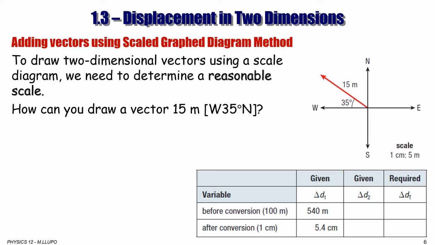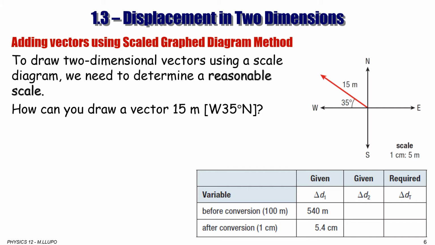Sometimes you might have more than one vector to draw. So let's say that you have a 540 meter vector. You can use a scale of 1 centimeter with 100 meters. That means you can draw a 5.4 centimeter vector that represents 540 meters.